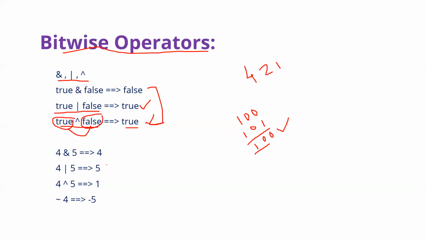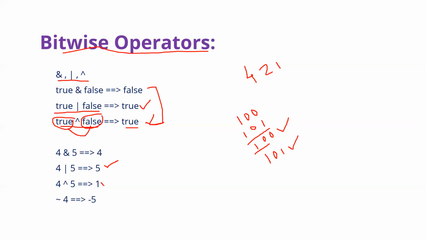Now, similarly, whenever you perform 4 OR 5, observe: 0 and 1, you will get 1. 0 and 0, you will get 0. 1 and 1, you will get 1. If at least one 1 is there, you will get 1. Here it is 5.